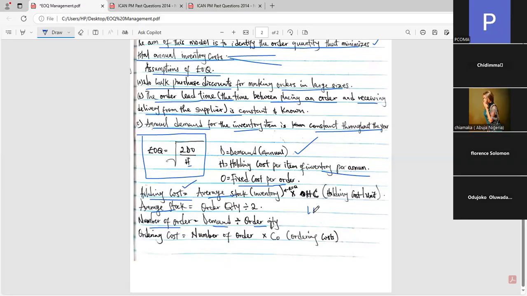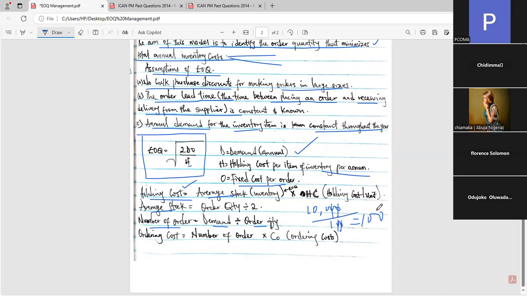So if I need 10,000 units of my products, and order quantity simply means how many units I order each time, if I always order 100 units of my product, I will order how many times? I will order 100 times. Am I making sense? Number of orders is equal to demand divided by order quantity.